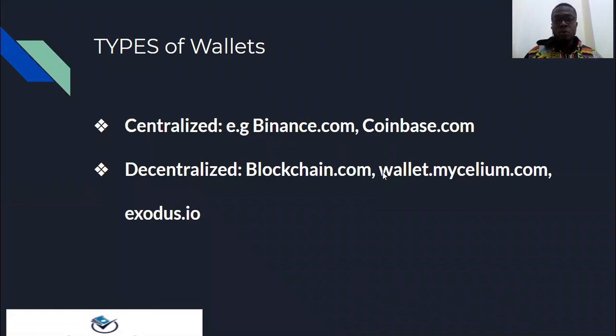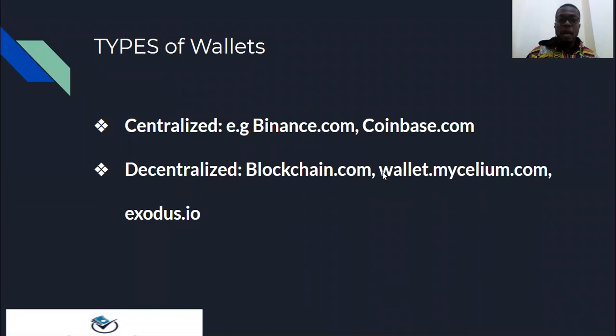Then the decentralized ones are the ones where you have your own private keys to yourself, right? A typical example is blockchain.com, or wallet.mycelium, or you just type mycelium in your App Store. It's going to lead you to where you download that. Also, if you're using the web, you can use wallet.mycelium or blockchain.com. They all have apps, so you can just search your store and download the apps.